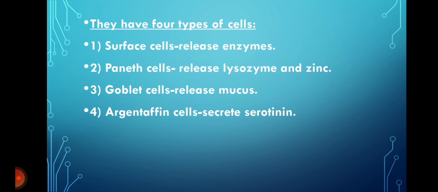They have 4 types of cells. They are surface cells, Paneth cells, goblet cells and argentaffin cells. Surface cells release enzymes. Paneth cells release lysozyme and zinc. Goblet cells release mucus. And argentaffin cells secrete serotonin.